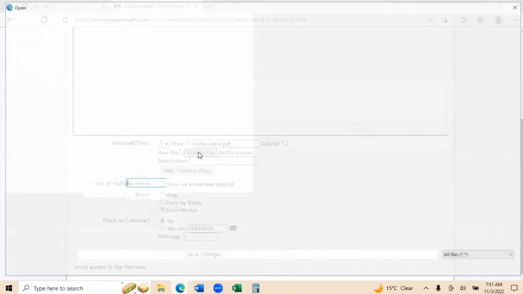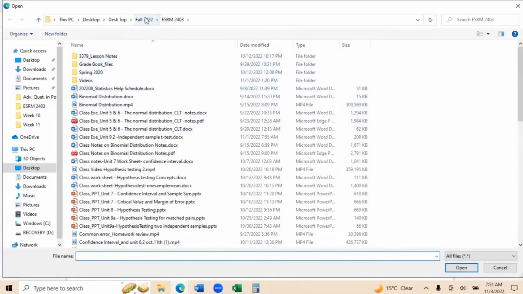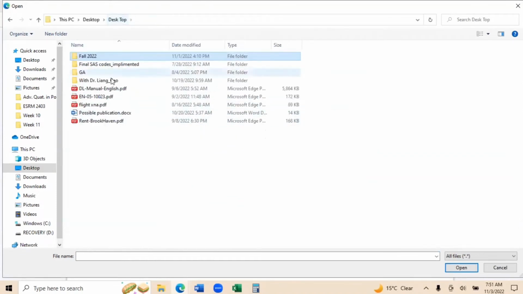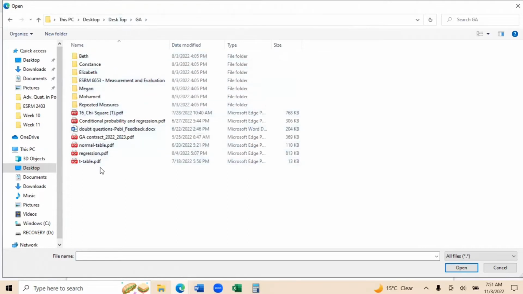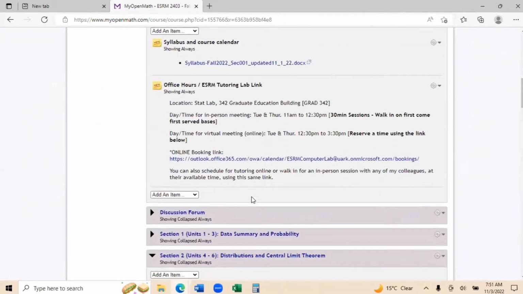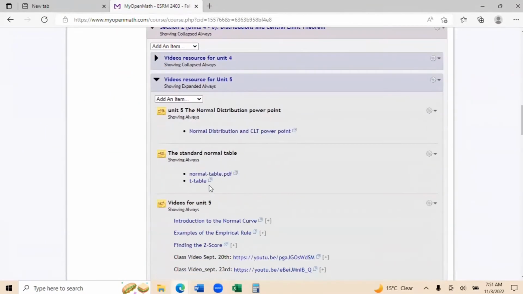Choose a file. Okay, let's see. I have the T table. No, it's not there in this folder. It should be in GA. Let's go back a little bit. It should be here. Okay, I think it's here. So I will set T table. Okay, now you have it. Let's update that. So under this normal table, we also have the T table.